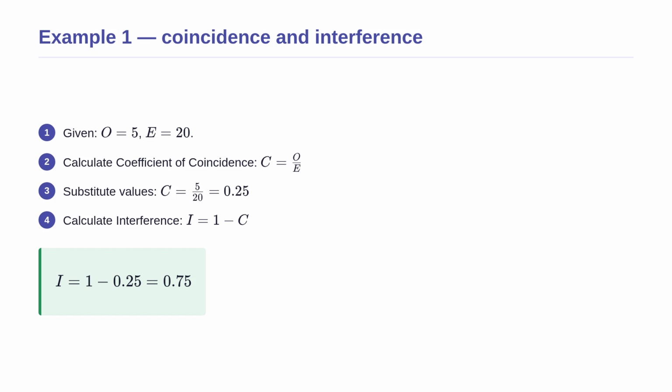This means only 25% of the double crossovers we mathematically expected actually took place. Next, to find the interference, we subtract our coefficient of coincidence from 1. The result is 0.75. Physically, this tells us that 75% of the expected double crossovers were blocked from happening because the genes are relatively close together, making the DNA too stiff to bend twice.